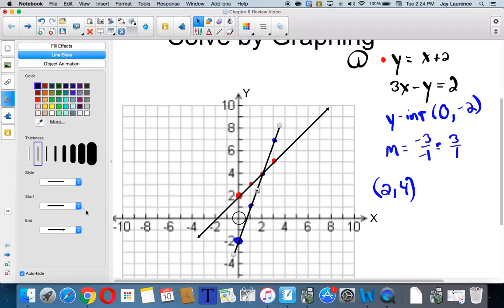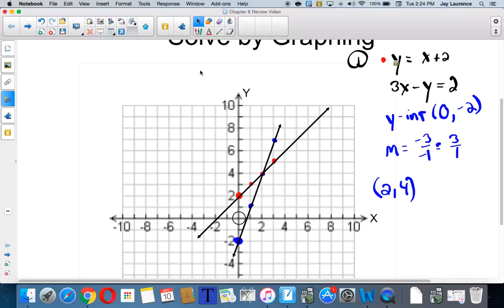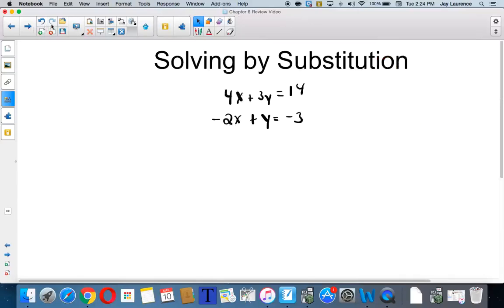All right, so that's done, and that's solving by graphing. I'm not planning on doing any more examples of that. Let's get on to the next point. All right, the next one is solving by substitution.